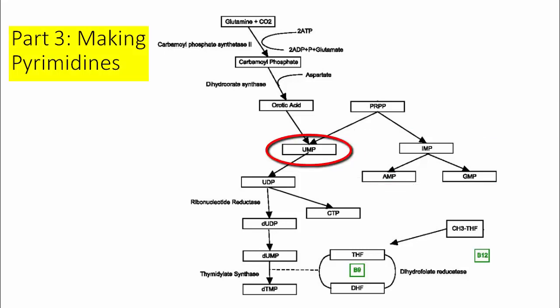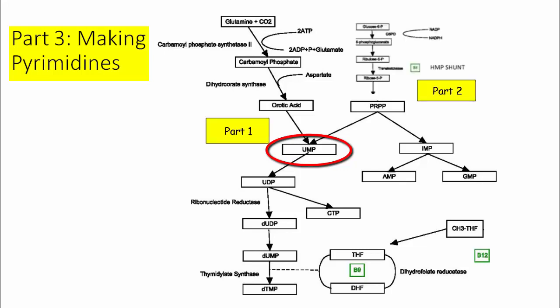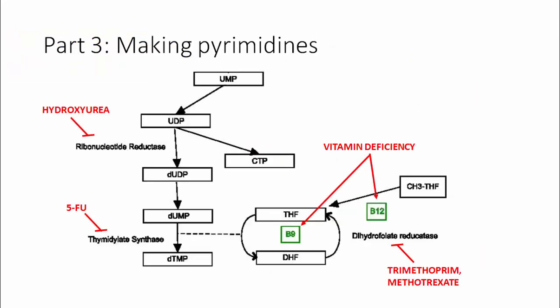So for part 3, we'll actually be starting with UMP, which you can see that you get from the end products of part 1, and in one of the start products of part 2. So part 3 of the pathway is actually a bit more convoluted than part 1 or part 2, so we'll take a little bit more time to break it down.